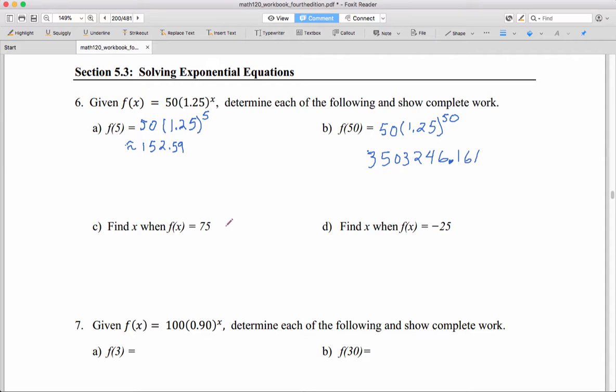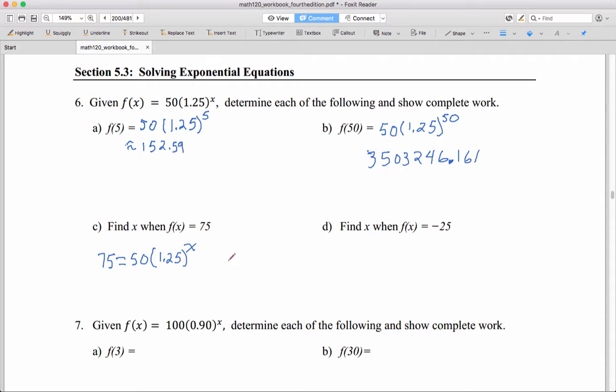Well, C and D get a little more complicated because now they want us to find the x value for a given y value. In other words, they're giving us f of x equals 75, and they want to know what the corresponding x value is. So what that says is that 75 is equal to 50 times 1.25 raised to the x, and we need to solve for the x there.